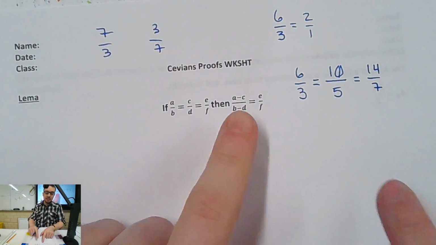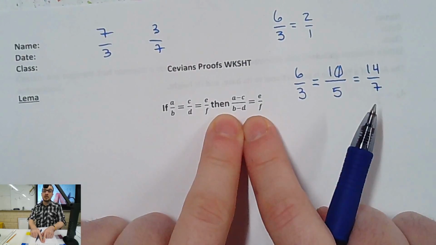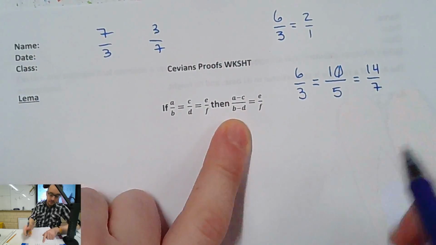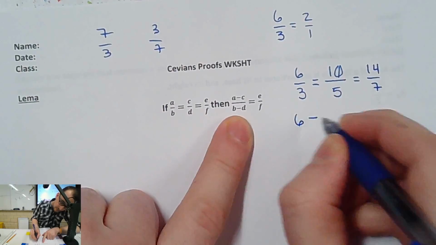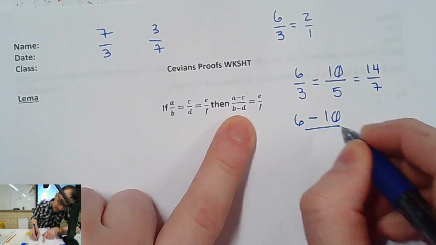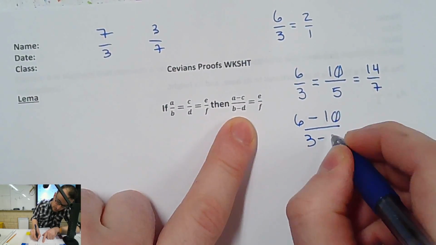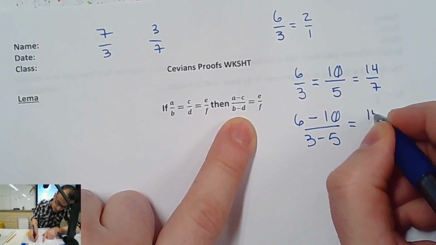So what I'm going to show now is that if I take those same numbers and plug them in here, this will be true. You ready? A is 6, and C was 10. B is 3, and D was 5. And that should be equal to 14/7.